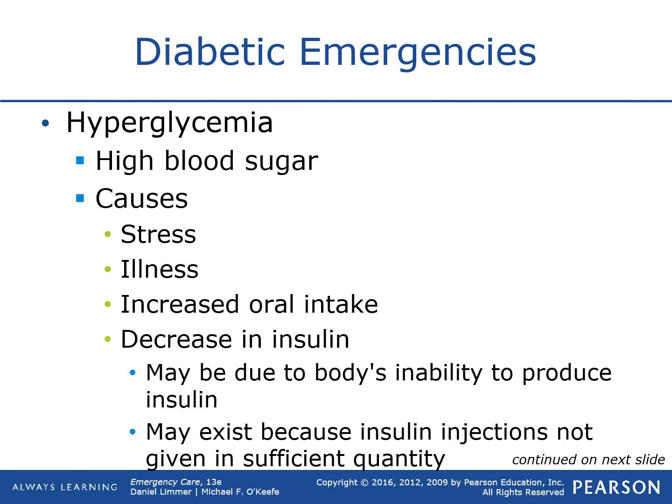Obviously, the increased oral intake, if you're eating more glucose, you're going to have higher blood glucose levels. And then a decrease in insulin. So that's oftentimes caused from your body's inability to produce insulin or inability to use insulin properly. And it might be caused by a diabetic who just doesn't give themselves enough insulin that their body needs. So that will cause a decrease in overall insulin levels. And if we don't have that key to let our glucose into the cells, we're just going to have it sitting in the bloodstream and we're going to see hyperglycemia.